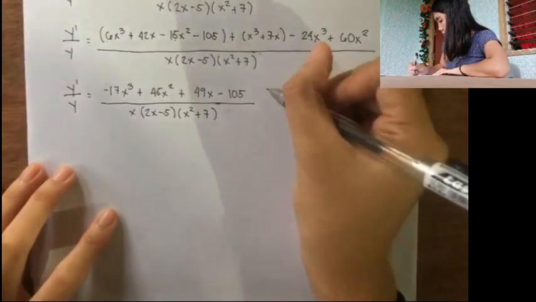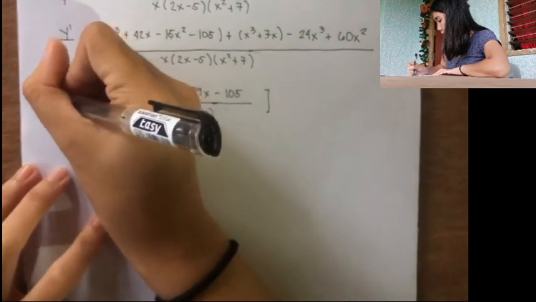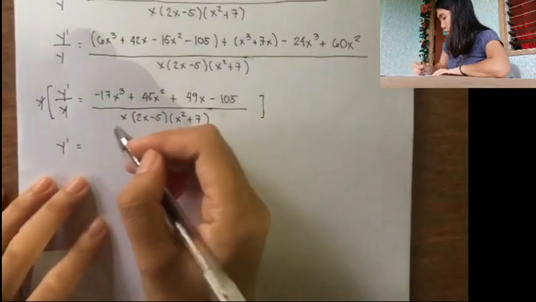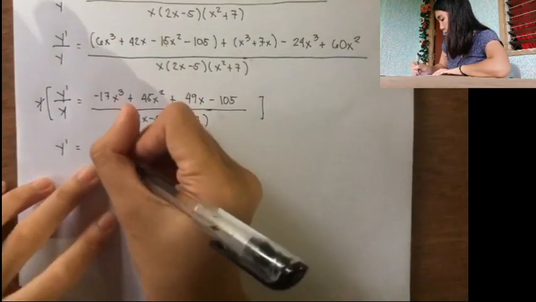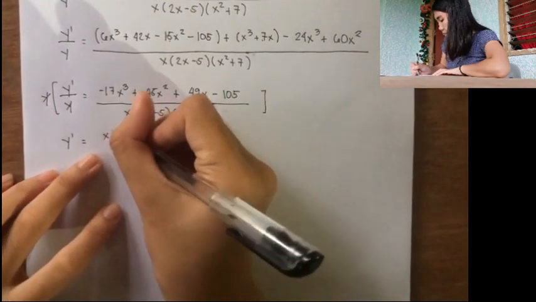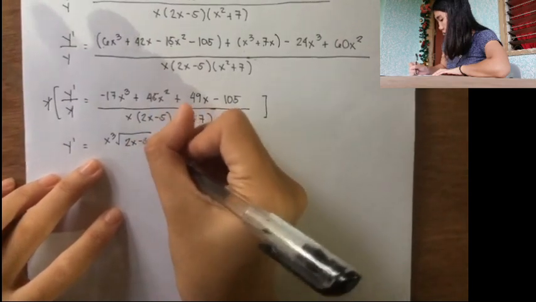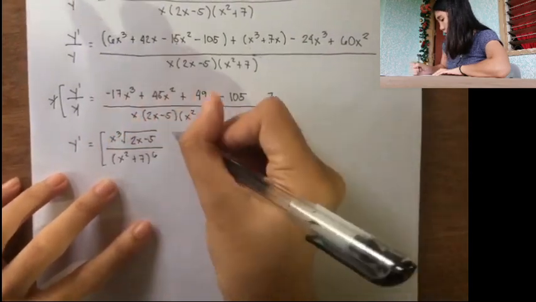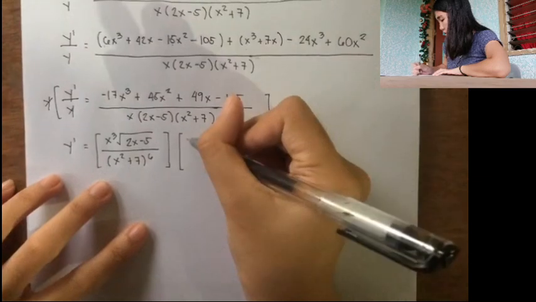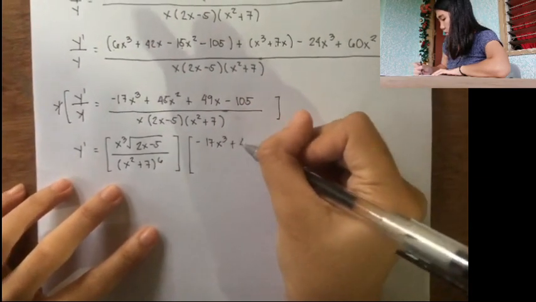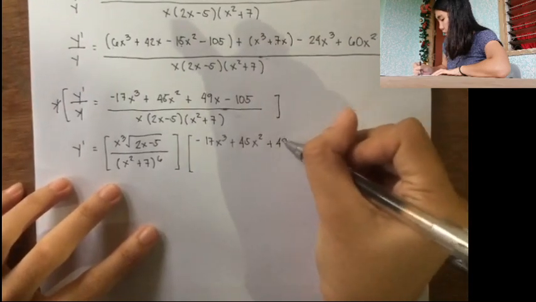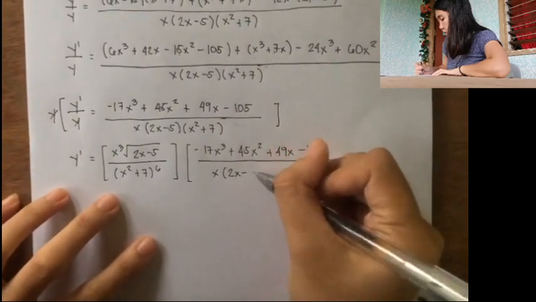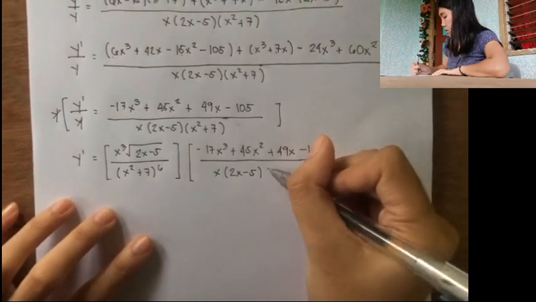And then we multiply both sides by y, cancel the y prime, and substitute the value of y above, which is x cubed square root of 2x minus 5 over x squared plus 7 raised to 6, times negative 17x cubed plus 45x squared plus 49x minus 105 over x times 2x minus 5 times x squared plus 7.